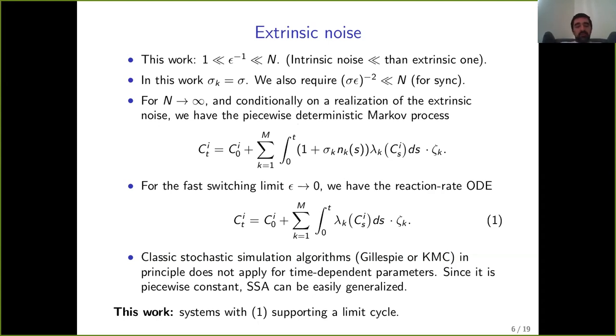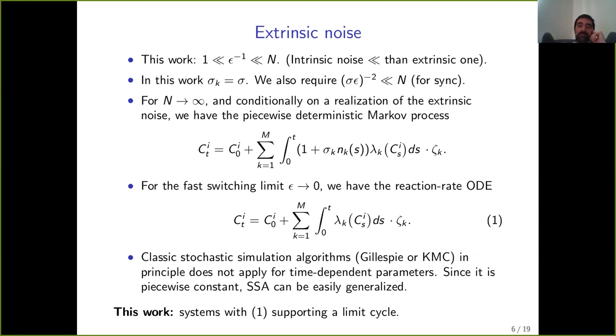And just a brief note on the simulation algorithm. There is a classical stochastic simulation algorithm for the chemical Langevin representation, which in principle does not apply for time-dependent parameters, which is our case. But since we choose an extrinsic noise which is piecewise constant, because it's a switching, then the SSA algorithm is very easy to generalize and it still applies, okay? In any case, since we are in a regime where the number of particles is very large, the computational time required for sampling one trajectory is very high. So we still don't use the SSA, but the philosophy of the classic simulation algorithms works.